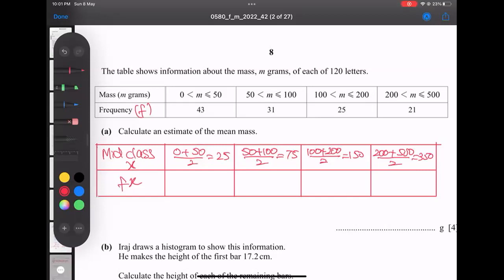So I hope this point is very clear. Now X I have, F I have, multiply. So 43 into 25.